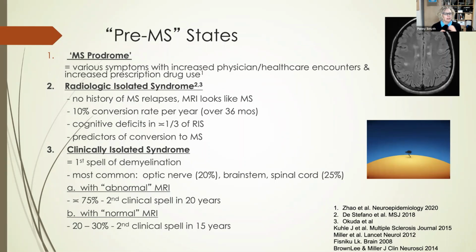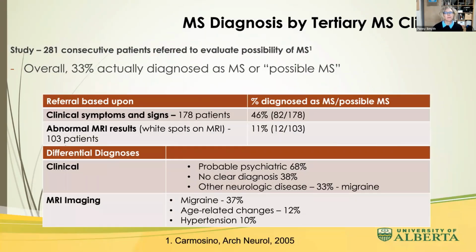There's clinically isolated syndrome, which is the first clinical spell of demyelination. And if they have an abnormal MRI, meaning lesions that look consistent with multiple sclerosis, then they will have a high chance of having a second event in the next 20 years. But if they have a normal MRI, they have a much lesser chance. So you can have demyelination with a normal brain MRI and then never develop MS in the future. And so what is that? What is different about those people? And that is where I like to have help from researchers like you guys to try and figure that out.